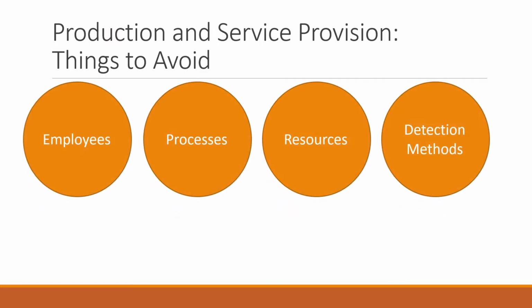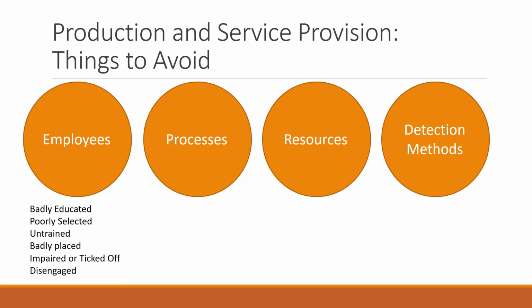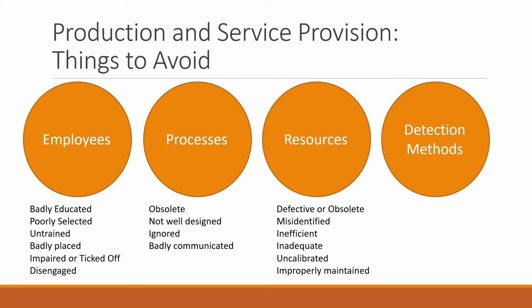We're going to start out with these 4 things and talk about what things on here to avoid. It's employees, processes, resources, and detection methods. Employees, you want to avoid badly educated, poorly selected, untrained, badly placed, impaired or ticked off or disengaged employees. You want to avoid processes that are obsolete, not well designed, ignored, or badly communicated. You want to avoid defective or obsolete resources that are misidentified, inefficient, inadequate, uncalibrated, or improperly maintained.